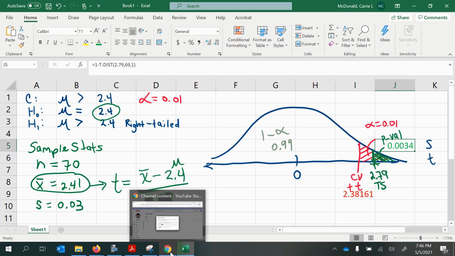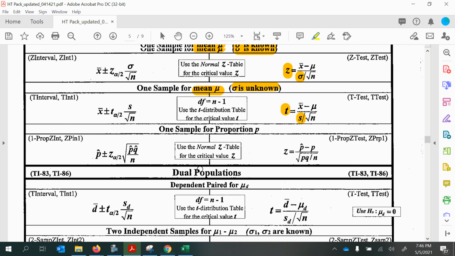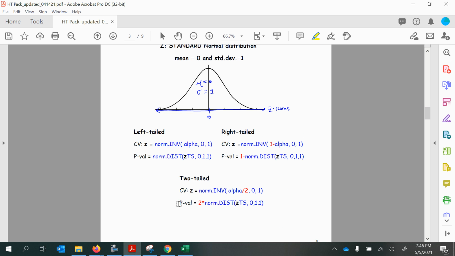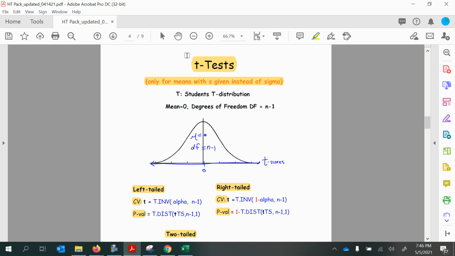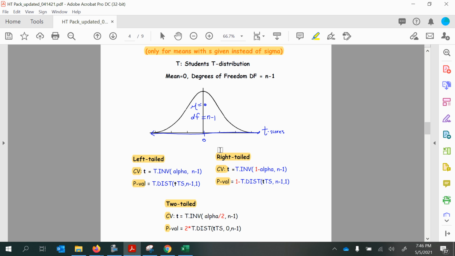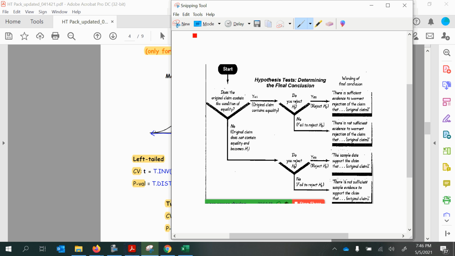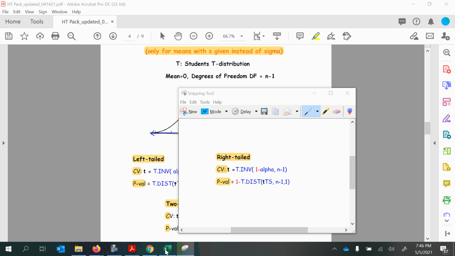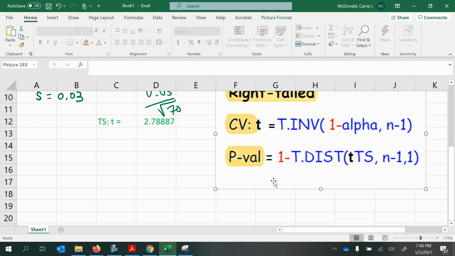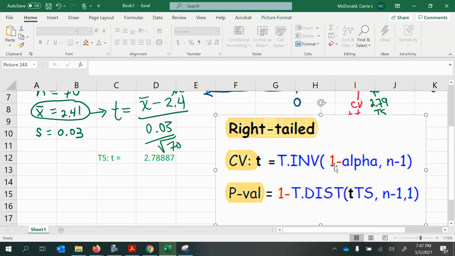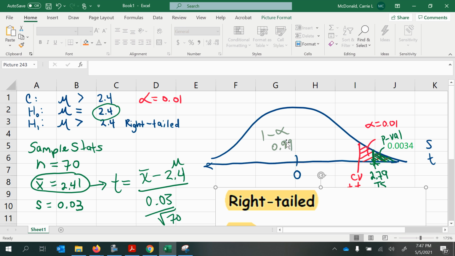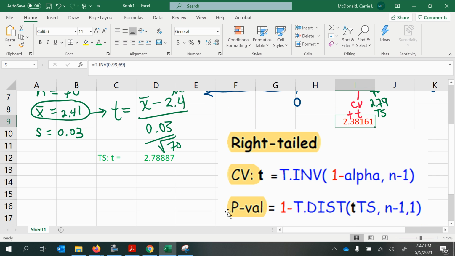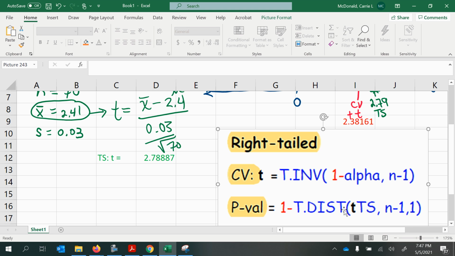Now, if you're getting confused about all of this, remember that I have these cheat sheets for the different types of tests. Notice that on this page where it says t-tests, under the right tail, I have the information about how you would find your critical value: t dot inverse of 1 minus alpha. Remember, that's what we did here. 1 minus alpha was 0.99. That's how we found our critical value, t dot inverse. And then the p-value is 1 minus t dot dist, right?